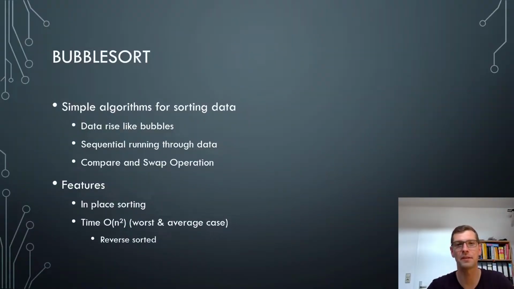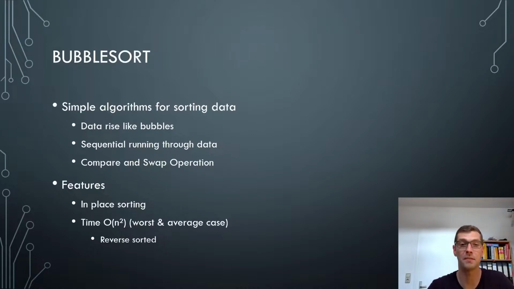Well, Bubblesort is one of the basic algorithms for sorting data, and it has its name because the greater elements rise like bubbles and the smaller elements fall down. So it is a sequential algorithm that goes sequentially through the data and compares and swaps if necessary.